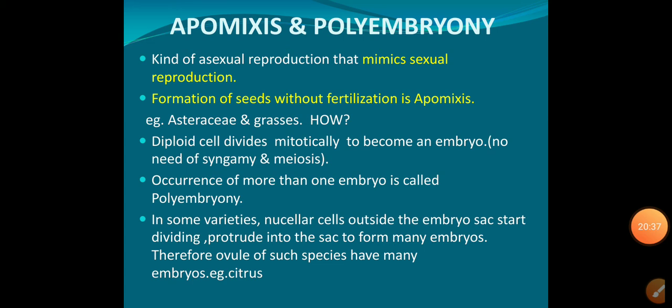Coming back to the next property, polyembryony. See the fourth point, occurrence of more than one embryo is called polyembryony. That is, in some varieties, nucellar cells. You recall now, where are the nucellar cells found? Outside the embryo sac. The nucellar cells outside the embryo sac start dividing, protrude, that is, enter into the embryo sac to form multiple embryos. So when more than one embryo is forming inside the embryo sac, you call that condition polyembryony. Therefore, the ovule of such species has many embryos, for example citrus, and even some species of mangoes.